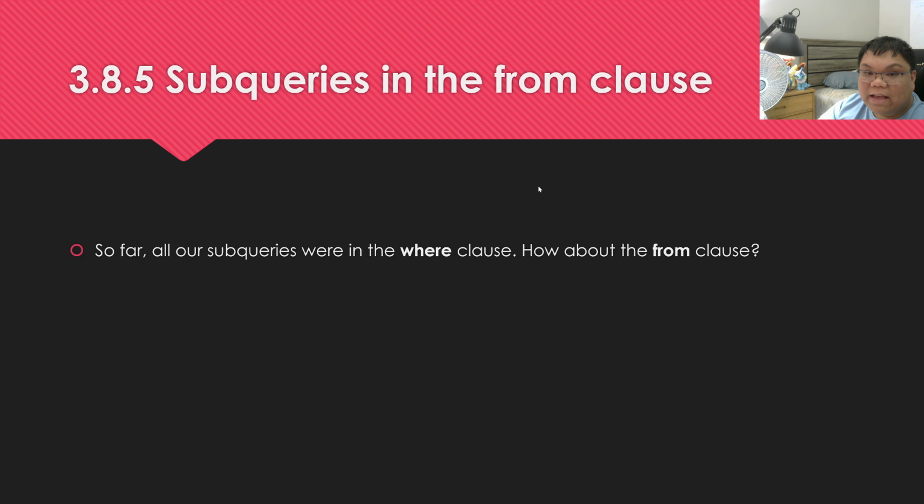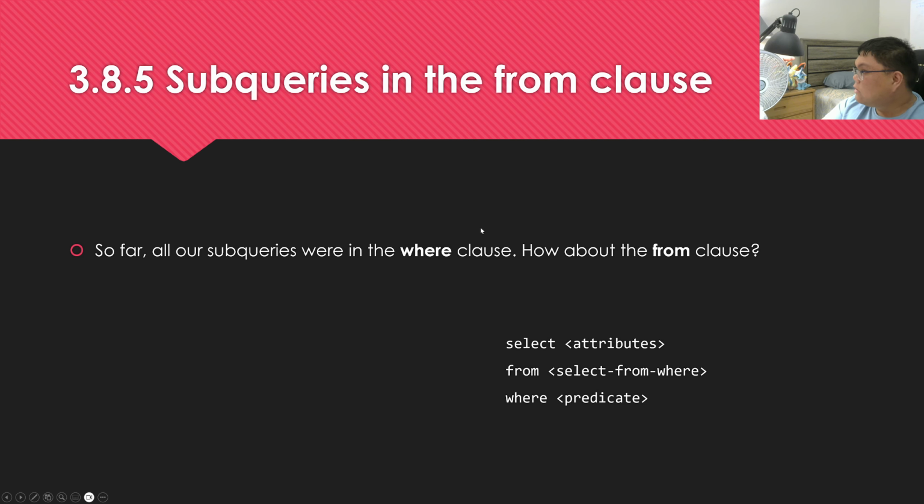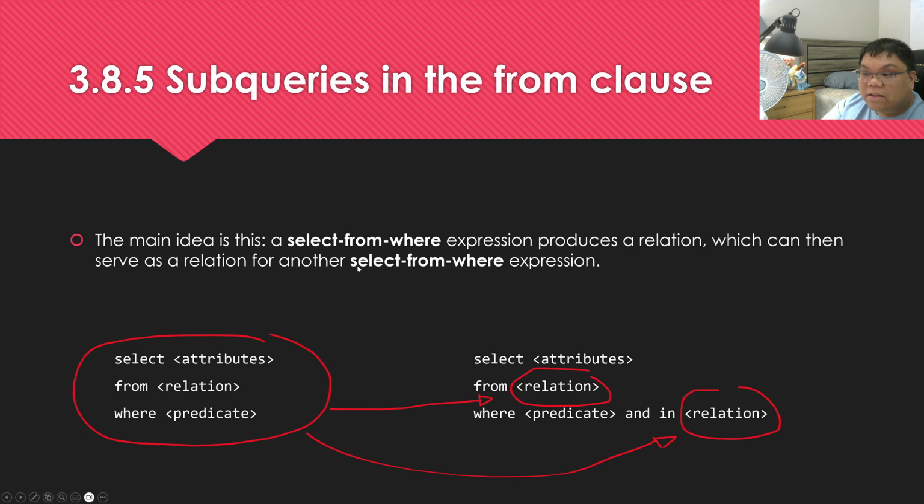And all of that is discussion on how to put a subquery in the where clause. What about the from clause? The main idea is this. A select from where expression produces a relation, which can then serve as a relation for another select from where expression. So the output of a query is another relation, another table. We can use that as the relation in our from clause as well.